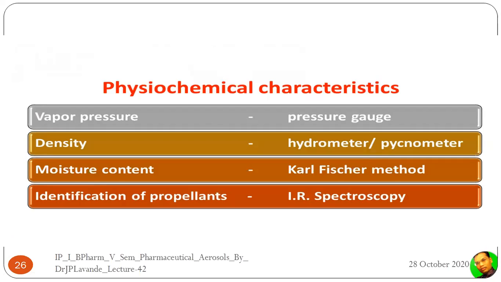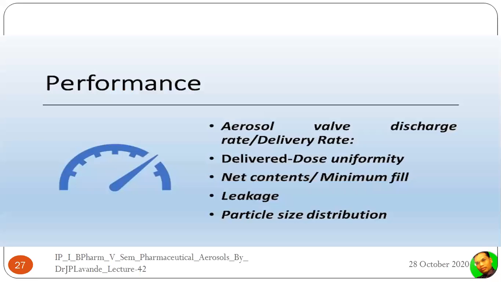Next is the physicochemical characteristic. In case of physicochemical characteristics, the aerosols have to be evaluated for various parameters like vapor pressure, density, moisture content, and the identification of the propellant system. In case of vapor pressure measurement, generally a pressure gauge is used. In order to measure the density, a hydrometer or a pycnometer is used. To determine the moisture content, the Karl Fischer method is adopted. And in case of identification of the propellants, gas chromatography or spectroscopy is to be used.